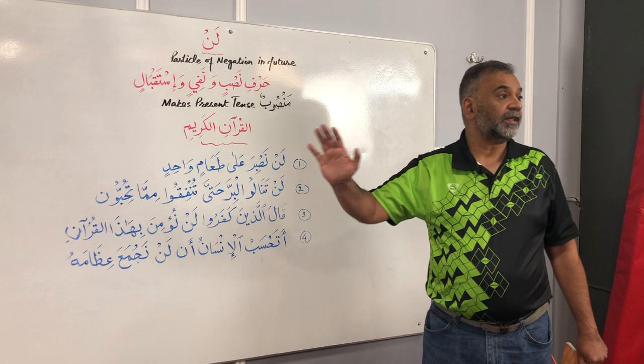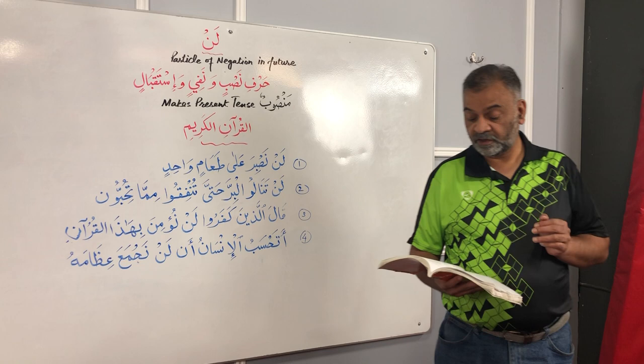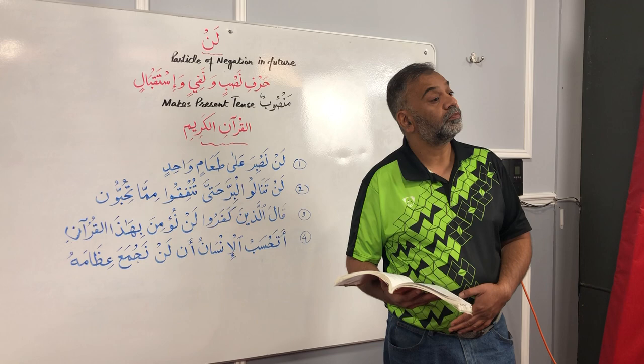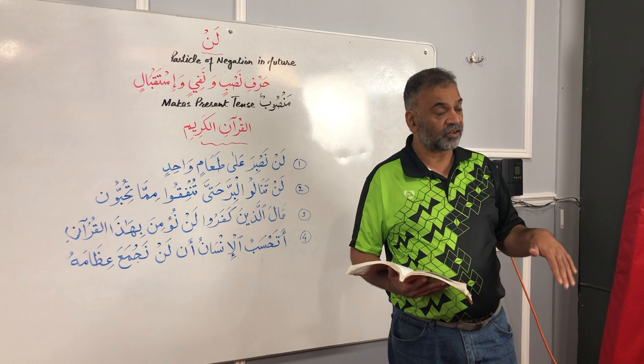So let's go to lesson number 19. This is a conversation between two students. Amrun is a student. He said, arju. We know what this arju means. I request. Raja, he requested. Yarju, tarju, arju, narju. Arju, I request, an tashtariya.